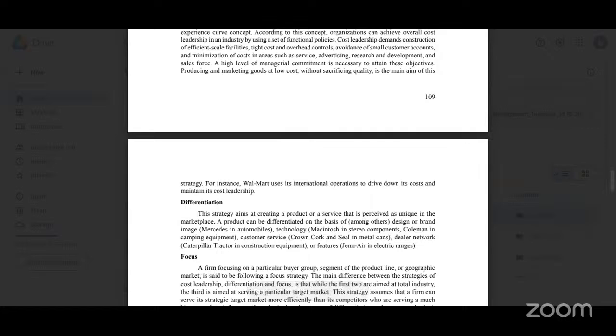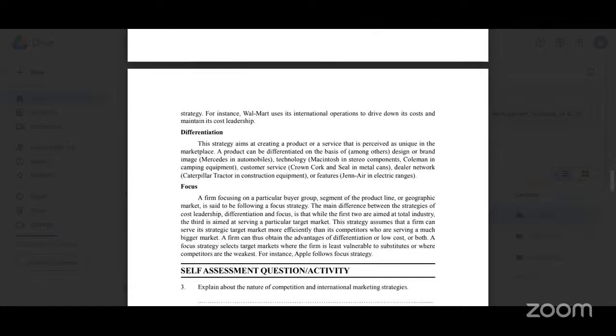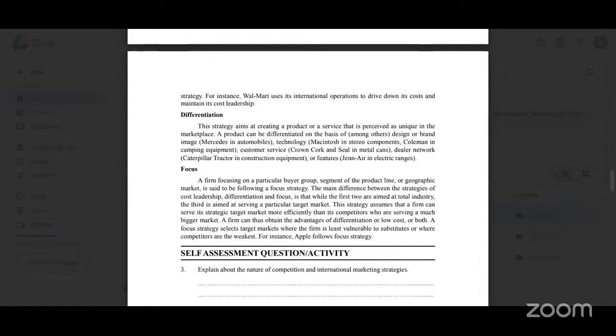Producing and marketing goods at low cost without sacrificing quality is the main aim of this strategy. So, Walmart is a good example of a company which uses its international operations to drive down costs and maintain cost leadership, also because of the scale of its very business.